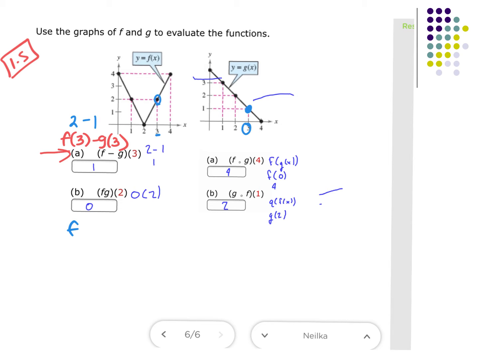Underneath that, f times g would be f of 2 times g of 2. F of 2 is actually 0, so it doesn't matter what my g of 2 is, but I'm going to go there anyways. G of 2 is 2. And 0 times 2 is 0.